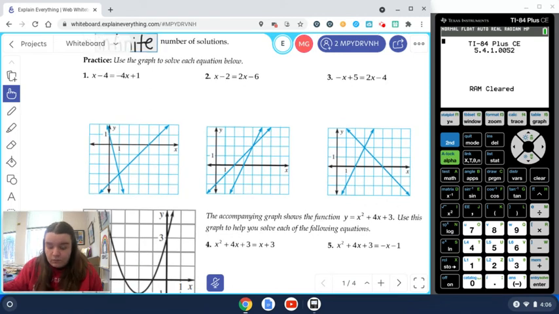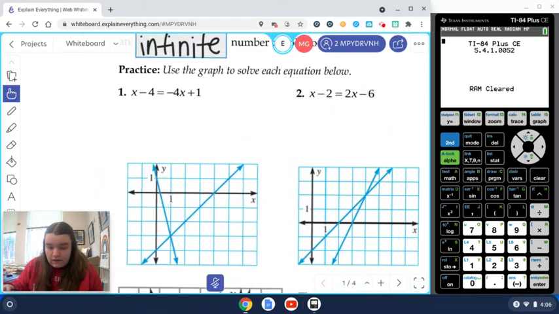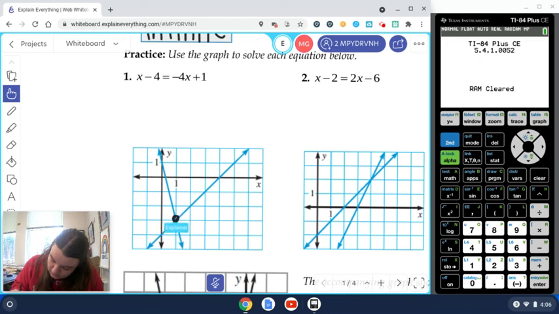It says use the graph to solve each equation below. So for number 1, we have this graph here, and we have the intersection point 1, -3. So this is where the two lines intersect. We could actually pretty easily solve this algebraically, which I'll show you after. But remember, the solution on a graph is our x coordinate. So that means for this question, our solution is x equals 1. So when we solve this, we should get x equals 1.